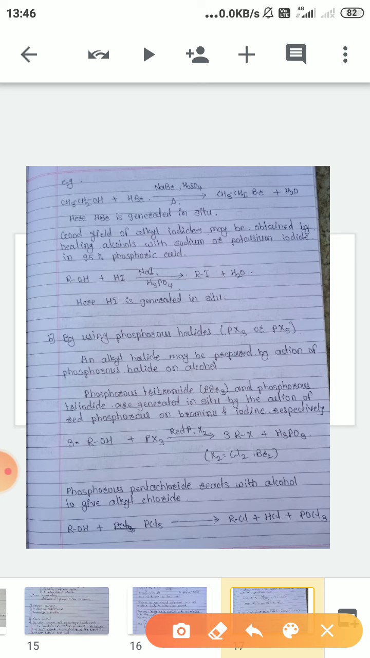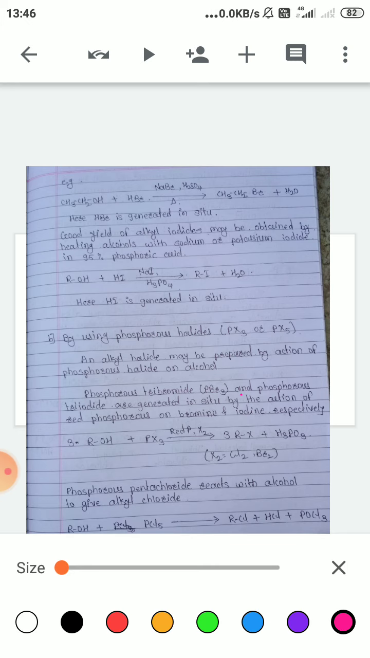Both HBr is generated in situ by the reaction of sodium bromide and sulfuric acid, as well as HI is generated in situ by the reaction of sodium or potassium iodide in phosphoric acid. Now we'll see the second method of preparation of alkyl halides, in which we are going to use phosphorus halides, that is phosphorus trichloride or phosphorus pentahalides. Alkyl halides may be prepared by the action of phosphorus halides on alcohol.